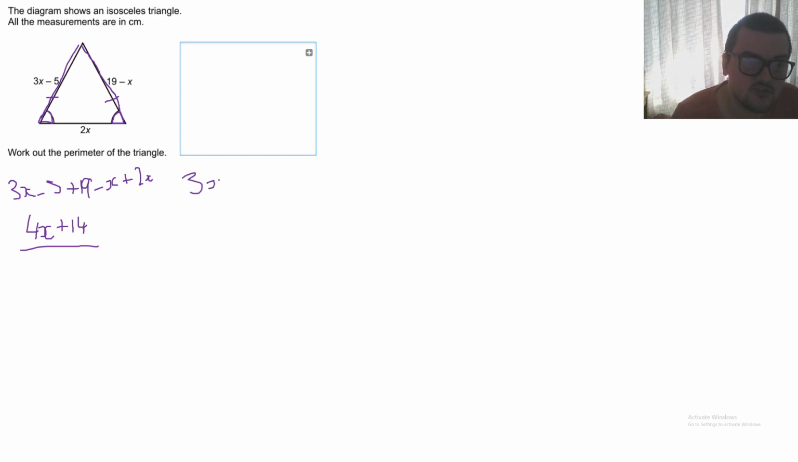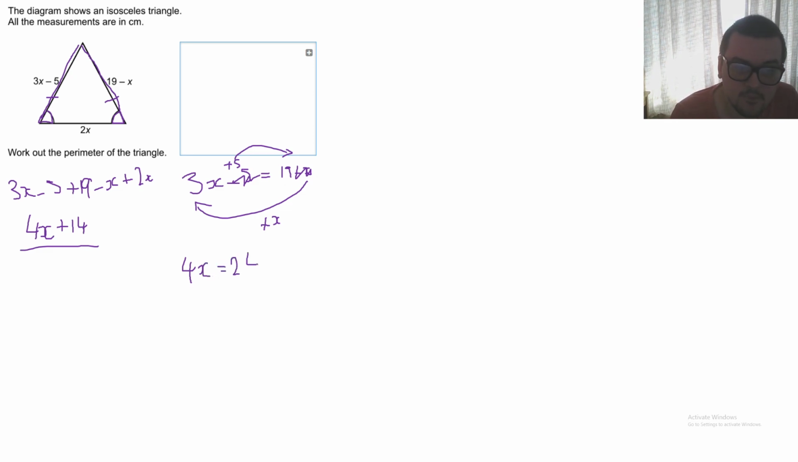So 3x minus 5 equals 19 minus x. Let's add this x to both sides so we can cross it out. Let's add this 5 to both sides so we can cross this out. 3x plus x is 4x. 19 plus 5 is 24. And now we just solve for x. x is 24 divided by 4, which is 6.